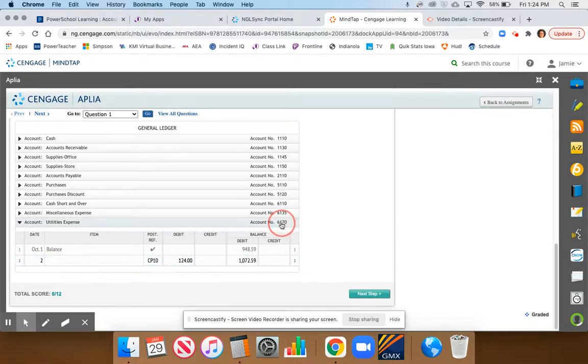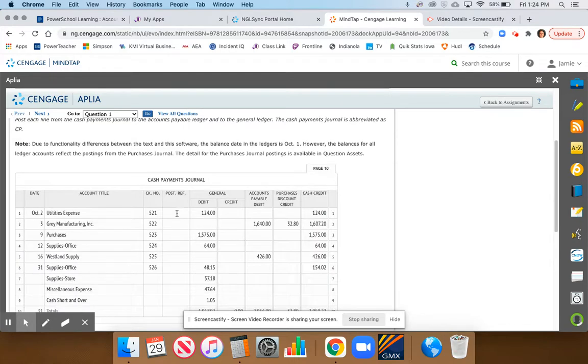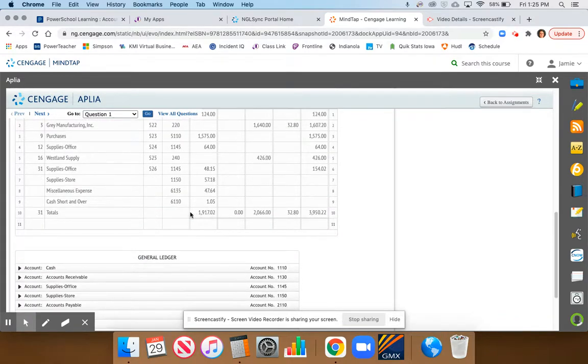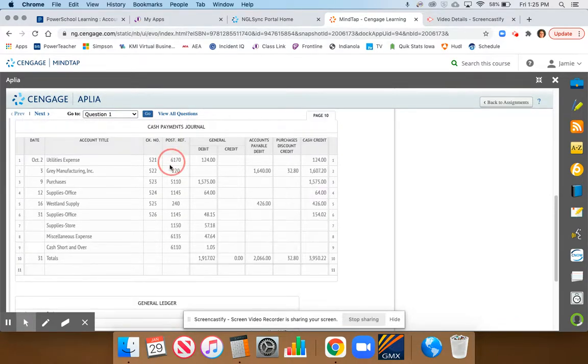Last step, take account number 6,170, back up into our journal. And that is how we'll proceed to post line by line into each specific account. Once we have posted to each individual account, we have an account number on every row, we need to post our totals. Underneath the general columns, we could just put a check mark. We do not need to post those totals because we've already posted those numbers individually into the individual accounts.